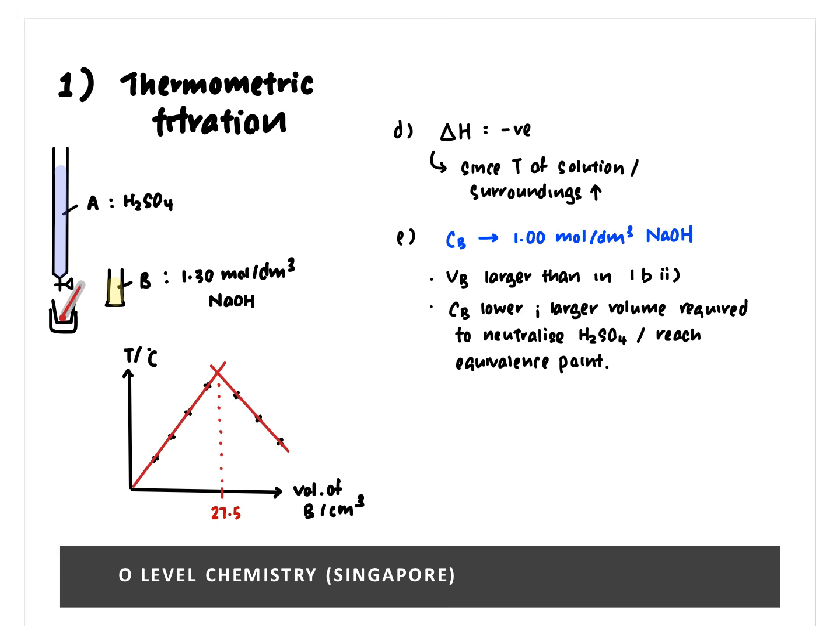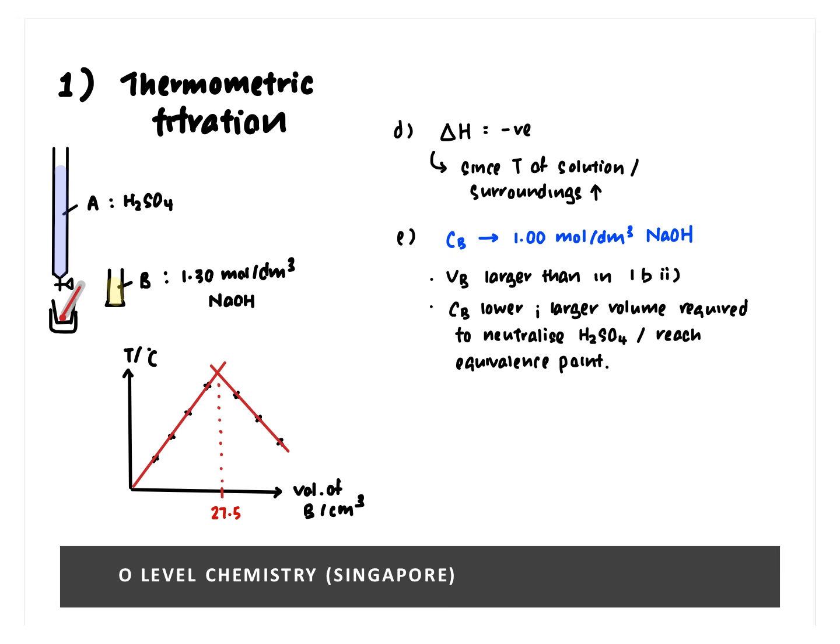The qualitative questions that follow the calculations are also pretty straightforward. You are asked to predict the sign of your enthalpy change. We have learned that acid-base neutralization reactions are exothermic, so you just need to state that delta H is negative. Why? Because the temperature of the solution, or the temperature of the surroundings, increases.